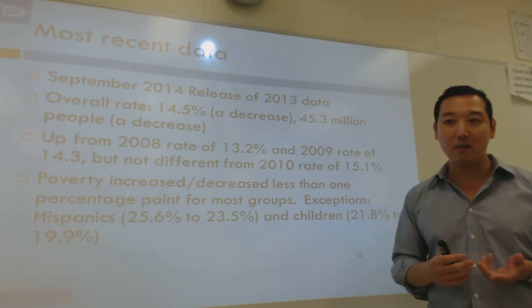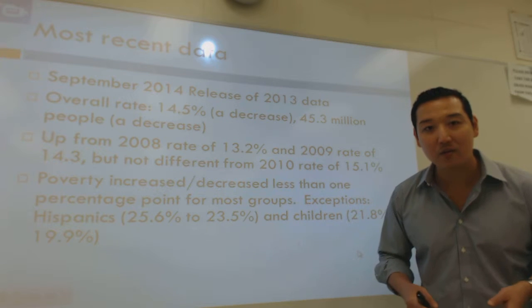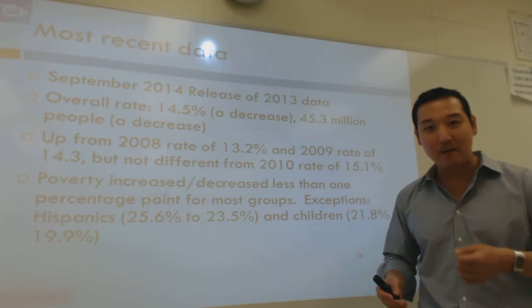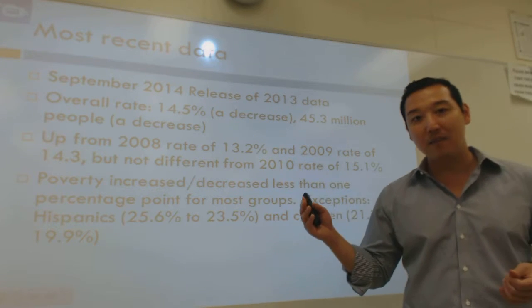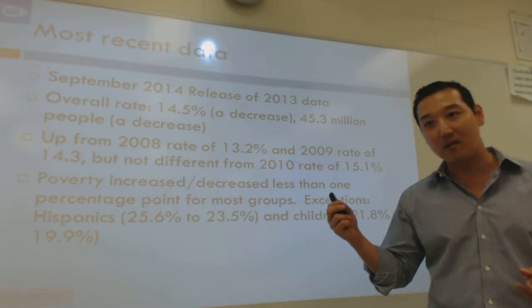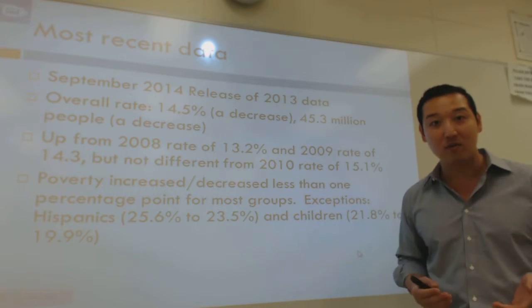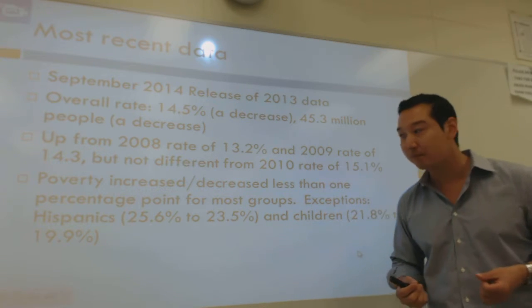So we're looking all the way back to 2008 when the poverty rate was 13.2%, increased to 14.3%, increased to 15.1% by 2010, and then for 2011, 2012, it remained stagnant at 15%. So the fact that we're now at 14.5% is a slight decline. That's some good news. So we have some good news regarding the most recent poverty estimates.